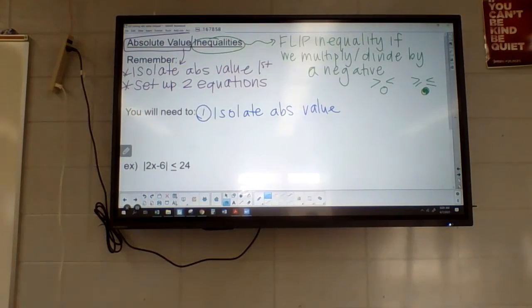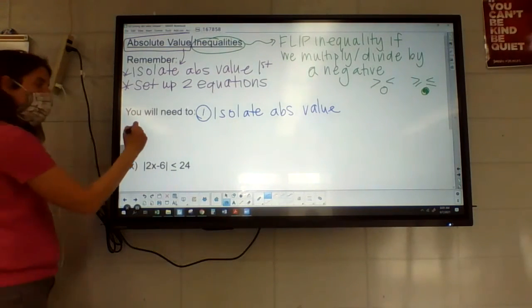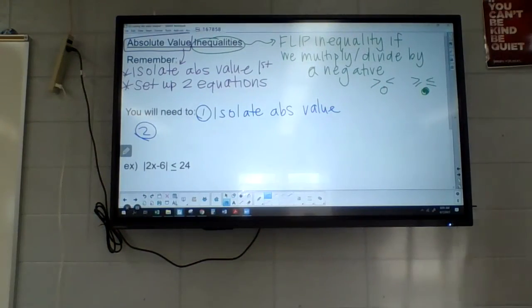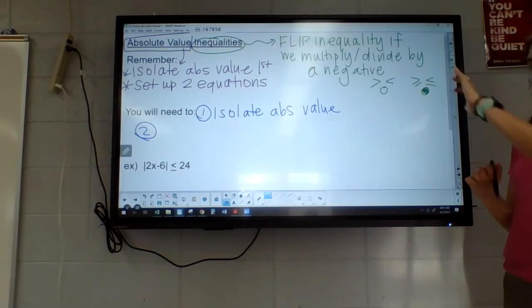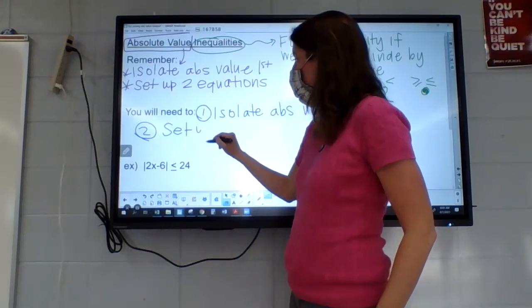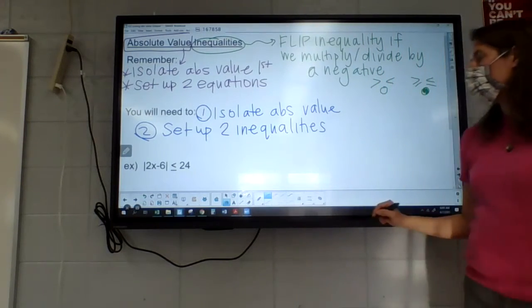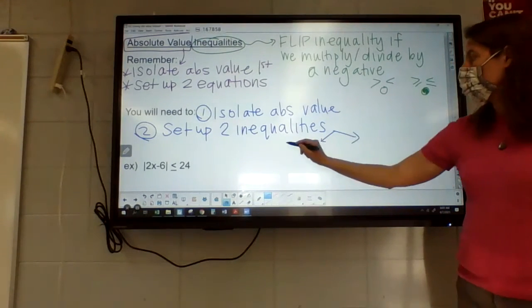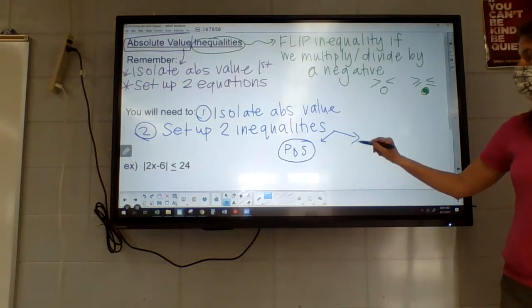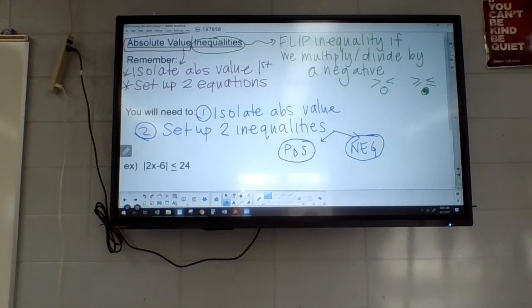Obviously in this first example, the absolute value is already isolated for you. Then we're going to set up our two inequalities, both a positive and a negative, but there's going to be a special trick with the negative, because it kind of comes from this flipping. So we'll set up both a positive and a negative. But on the negative, we're going to flip the inequality, kind of like what we did up here.